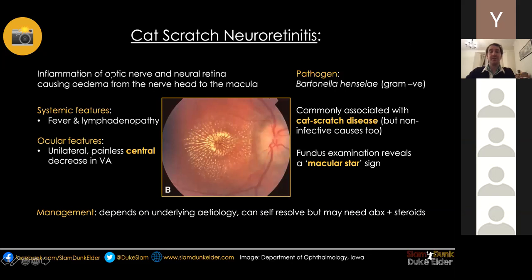It's inflammation of the optic nerve and the neural retina, and that causes edema all the way from the nerve head to the macula. So you get your central decrease in visual acuity. The management depends on the cause of this, but often needs antibiotics and steroids.